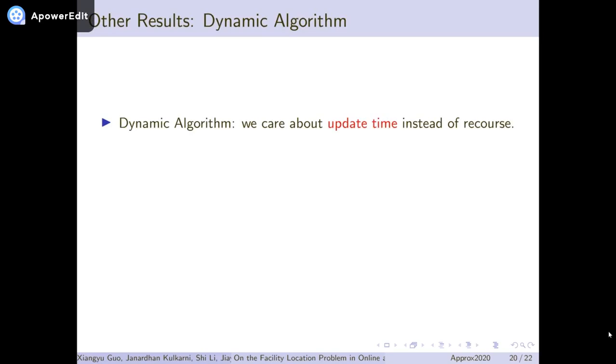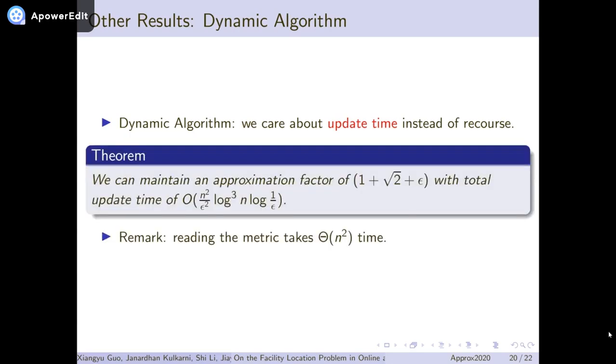We then turn to the dynamic algorithm model for the problem, where we care about the update time instead of recourse. The goal is to design fast algorithms that maintain good solutions at all time steps. We reach the conclusion that we can maintain an approximation factor of 1 plus square root of 2 plus epsilon with total update time of big O n squared poly log n. Note that reading the metric has already taken n squared time.